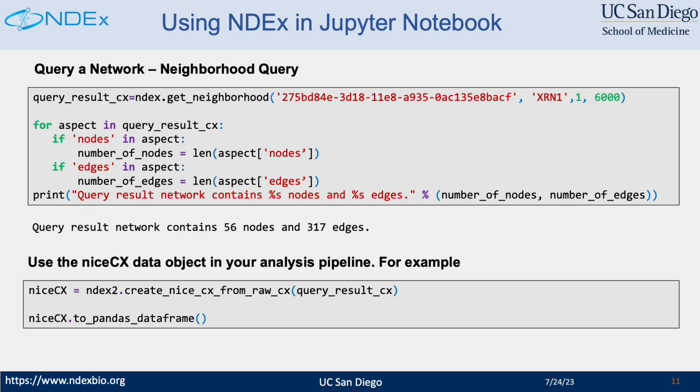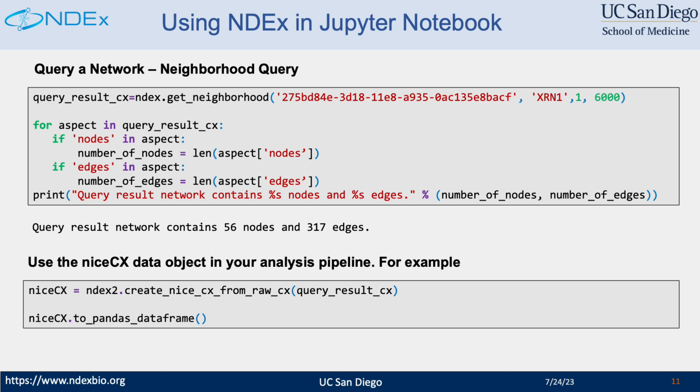Next, I will use the client object's getNeighborhood function to get the neighborhood around a particular gene in the network I found, and then print some information about the neighborhood. After that, I will create a NiceCX object from the query result. NiceCX is a simple data model in our client library.